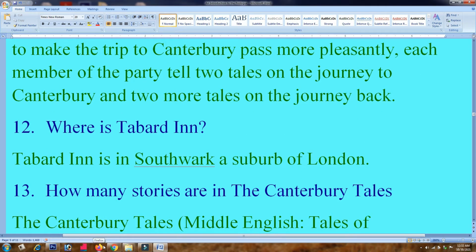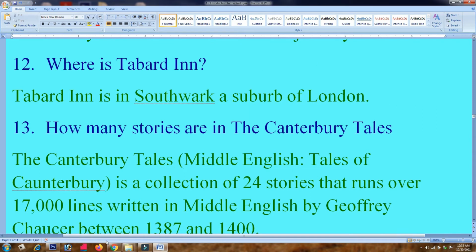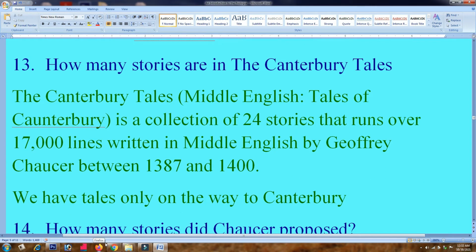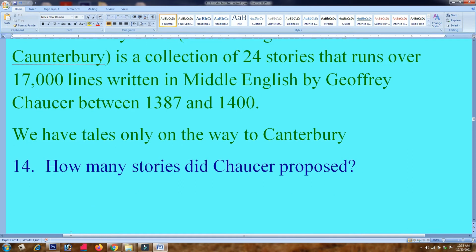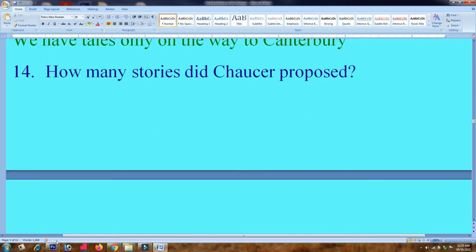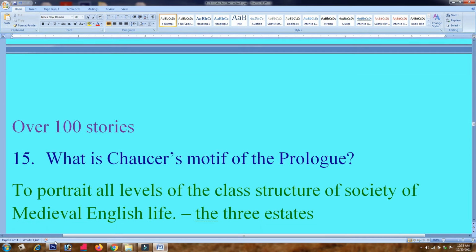How many stories are in the Canterbury Tales? The Canterbury Tales is a collection of 24 stories that runs over 17,000 lines, written in Middle English by Geoffrey Chaucer between 1387 and 1400. We hear tales only on the way to Canterbury. How many stories did Chaucer plan? Over 100 stories.